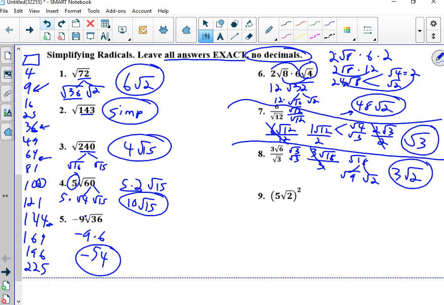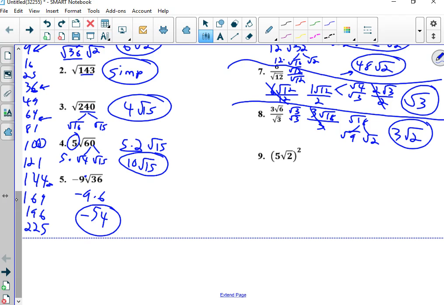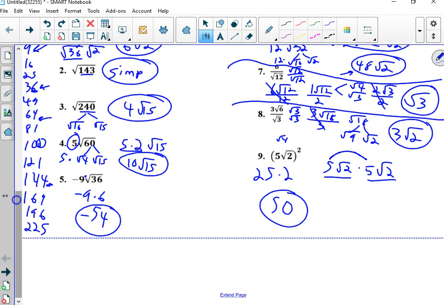Now, number 9, there's 2 ways to look at this. The short way is just to know you're going to square the 5 and square the radical 2. Well, 5 times 5 is 25, and radical 2 times itself is just 2. It's also radical 4, which is just 2. And that leads us to 50. The longer way is to write it out like so. 5 radical 2 squared means times by itself. And then you do your outside numbers and your radicals, which will lead you right to here.